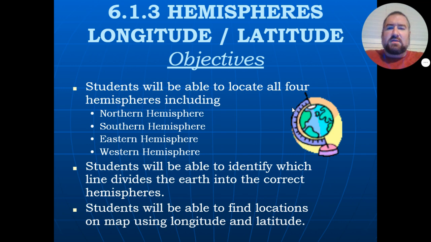So this lesson objective will be that students will be able to locate all 4 hemispheres, including the northern hemisphere, the southern hemisphere, the eastern hemisphere, and the western hemisphere. And then students will be able to identify which line divides the Earth into the correct hemispheres. Students will be able to find locations on maps using longitude as well as latitude.